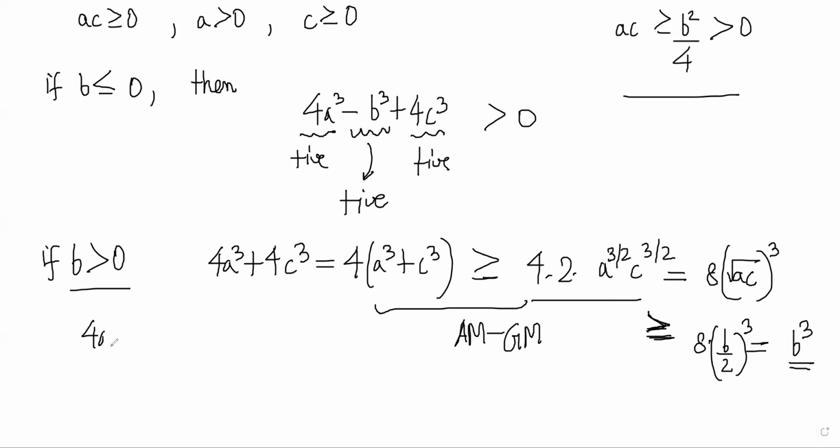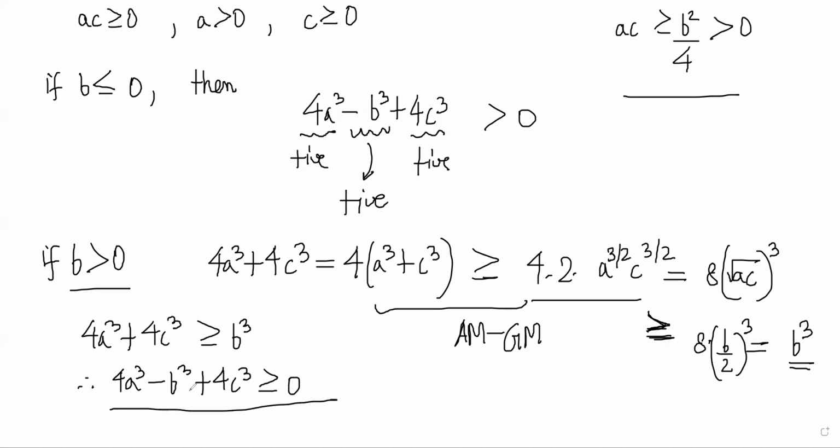So what we are getting is 4A cube plus 4C cube is greater than or equal to B cube. Therefore, 4A cube minus B cube plus 4C cube is greater than or equal to 0. So we have proved case 2 also. We took basically two cases where A is 0 and A is non-zero. For A non-zero, A being positive is the only case that is allowed. Once you take A is positive, from AC greater than or equal to 0, we also know that C is positive. And after that, we are taking two cases for B. In both the cases, we are able to prove the statement of the problem. Right?